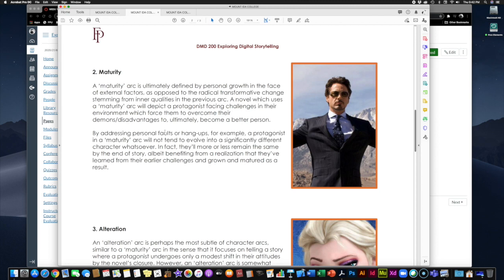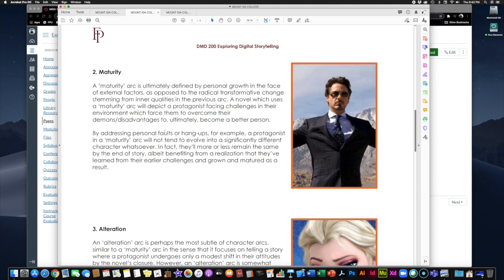In this case, our example is Tony Stark, right? If you remember at the beginning of the Iron Man movie, he was not a very nice guy. He was selfish and self-centered and sarcastic, and didn't really care about anything other than making money. And so, unlike Luke Skywalker, it wasn't like there was a hero underneath all of it.